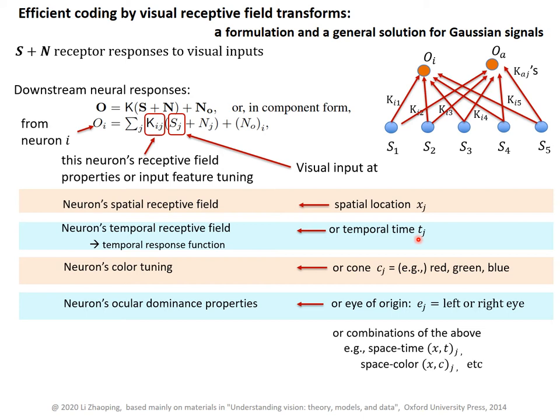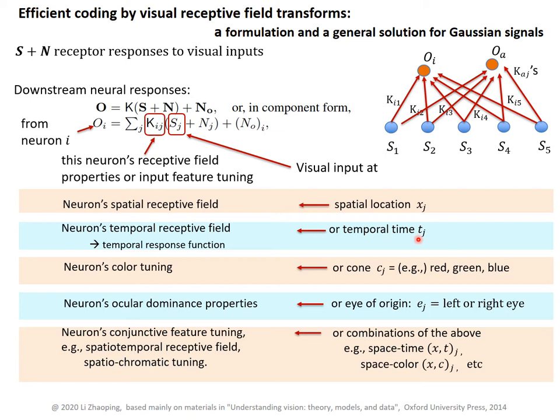And so in such a case, Kij is a neuron's conjunctive feature tuning, for example, for a neuron's spatial-temporal receptive field that's combining space and time. So you can describe the motion tuning properties of the neurons, or a neuron's spatial-chromatic tuning. So in all these cases, this general formulation can apply. And so let's first derive the general solution K without specifying which input feature dimension we're referring to. And then we can apply the solution in various specific examples to get more concrete results, and then to understand our neural data and see if this makes sense.